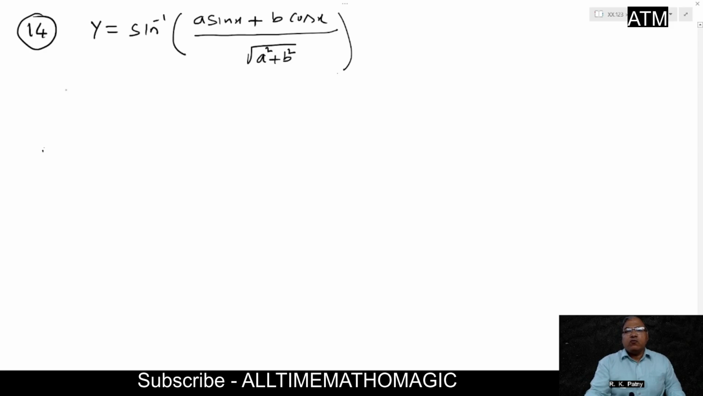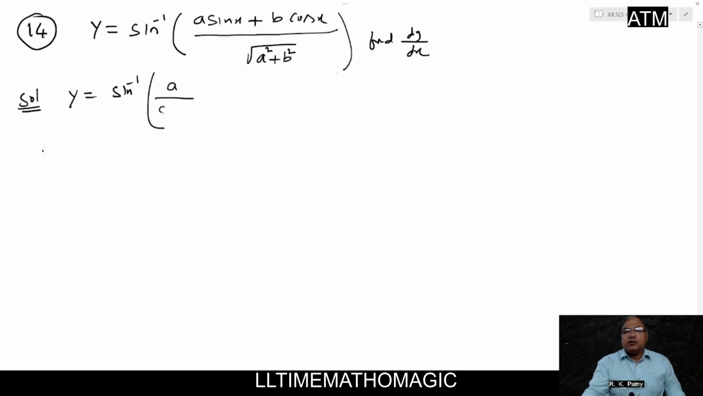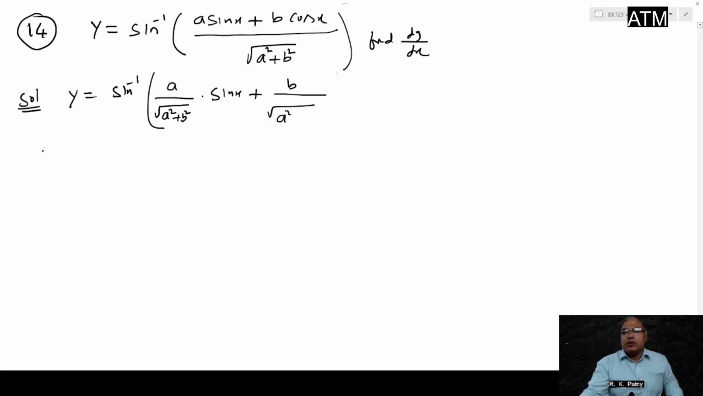Example number 14: y equals sine inverse of (a sin x plus b cos x) upon under root of a square plus b square. Find dy by dx. How to do this solution? First of all, we split it into parts, separating a upon under root of a square plus b square into sin x, plus b upon under root of a square plus b square into cos x.